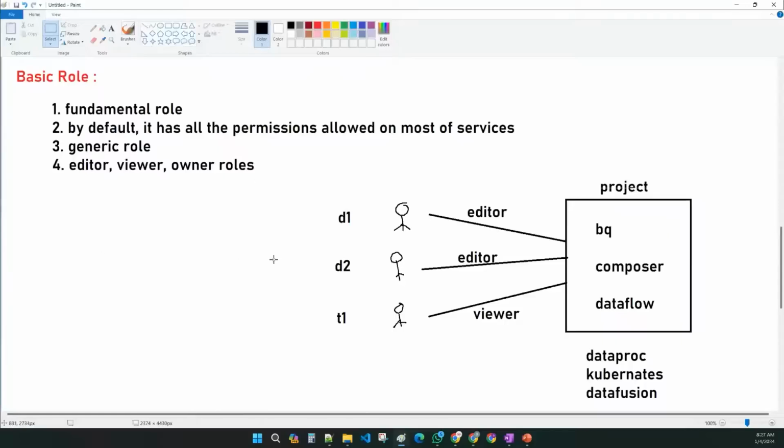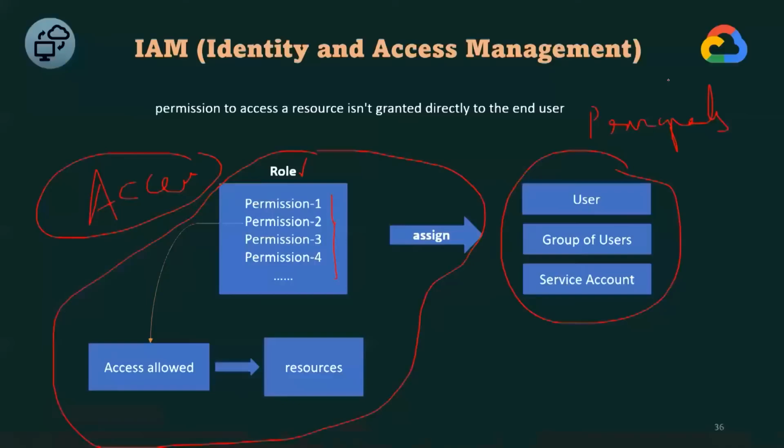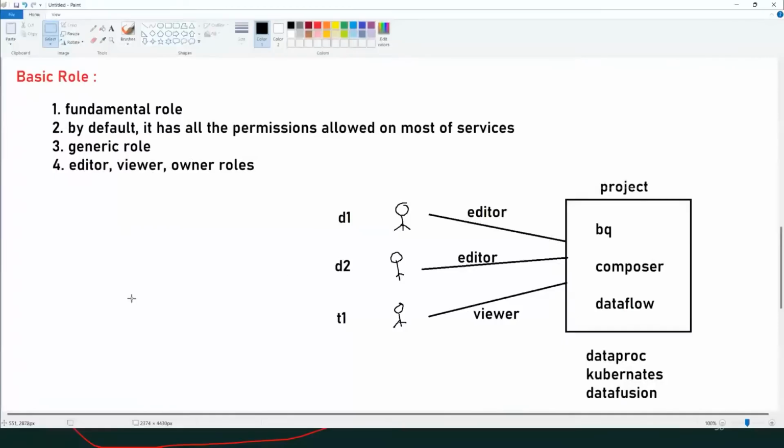So this is what a basic role is. And we have predefined roles. So what is the solution? Can you guys tell me what is the solution? Now, think logically. Basic roles are providing access to each and every service in the GCP. So what do we need to do? We need to restrict the access, right? We need to restrict the access to only those services that are used.